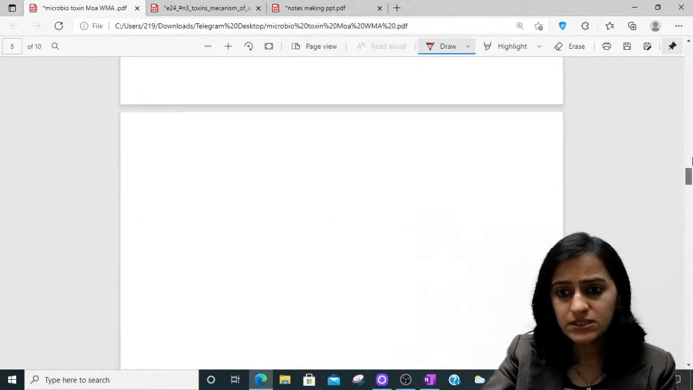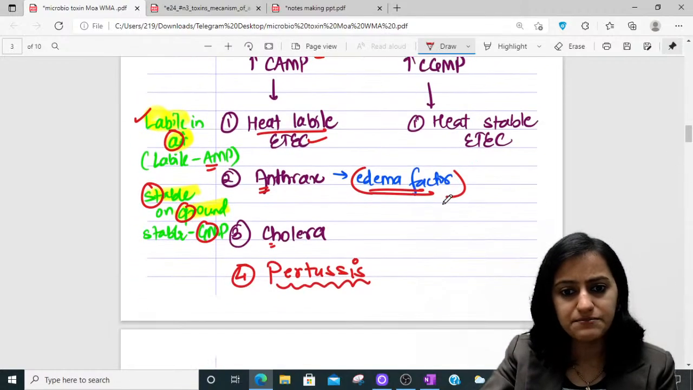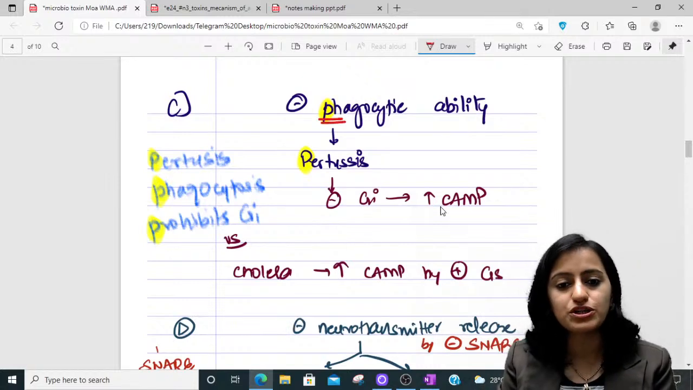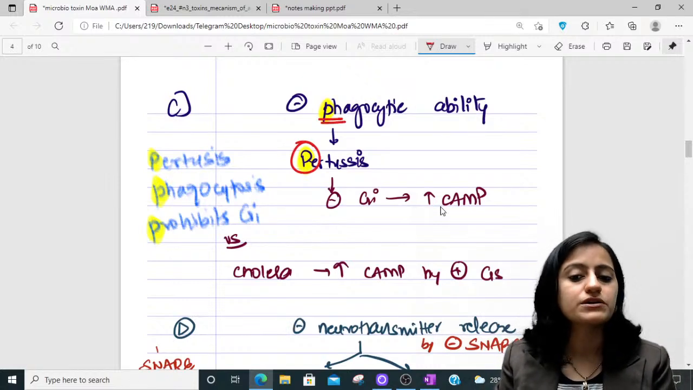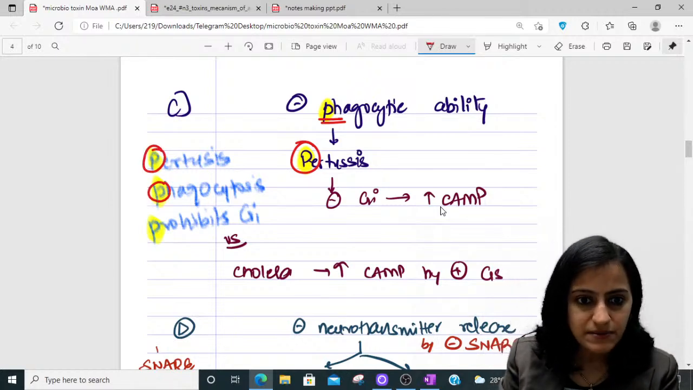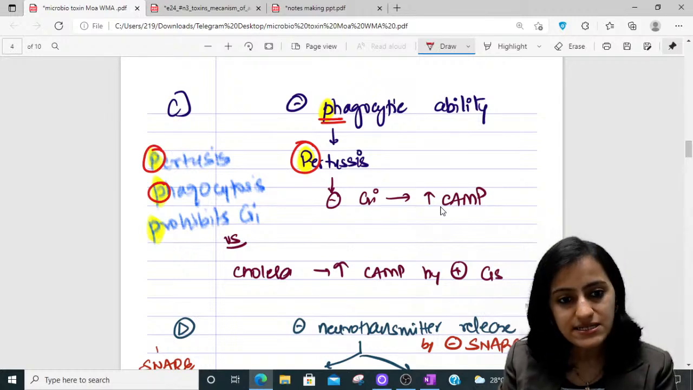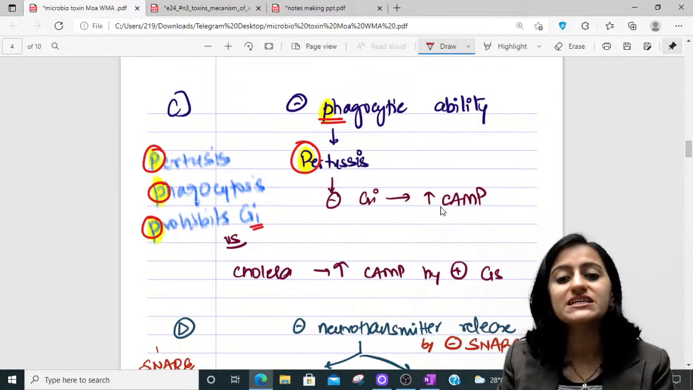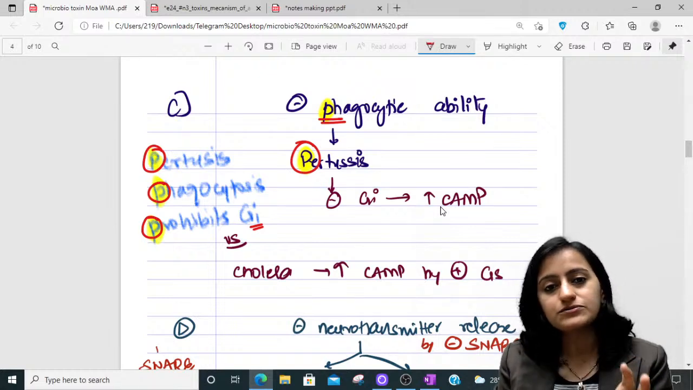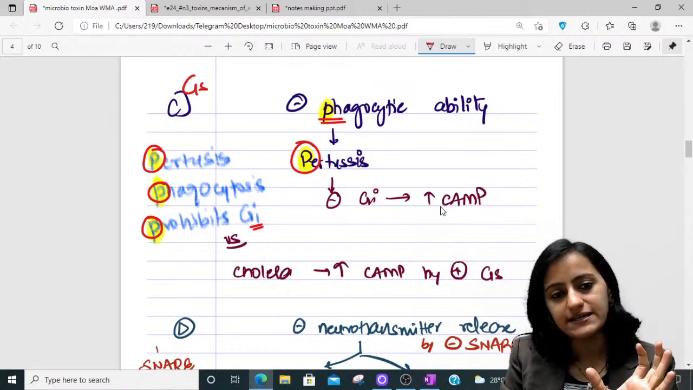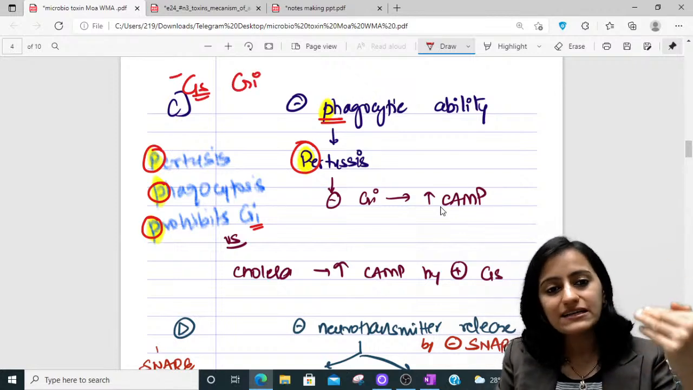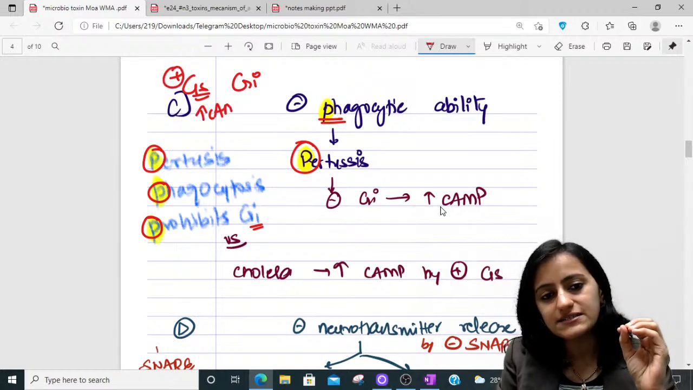Now these are your cyclic AMP and cyclic GMP. Now, phagocytic ability, if you get a question on that, remember that is also pertussis. Pertussis inhibits your phagocytosis and it inhibits your Gi subunit. So you have Gs and you have Gi, the G stimulatory protein and the G inhibitory protein.